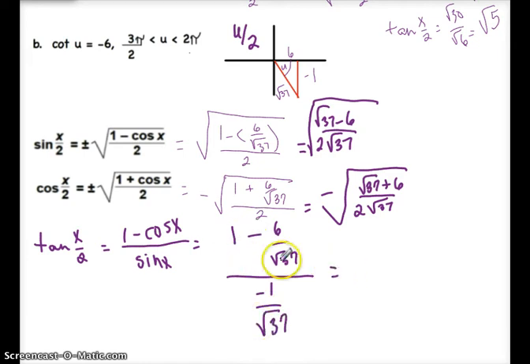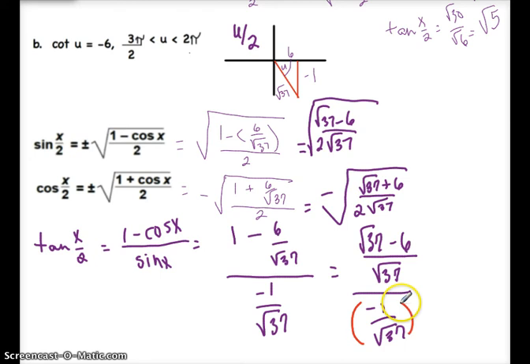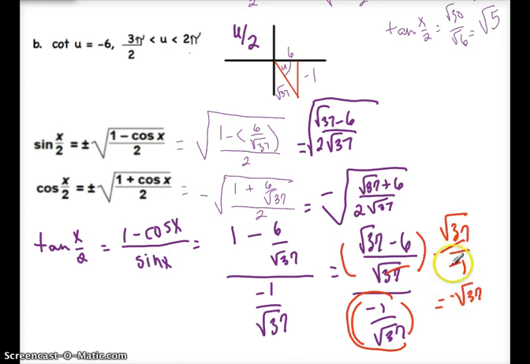In order to simplify, I need a common denominator. So that's the square root of 37. That would make this new numerator root 37 minus 6, all divided by negative 1 over the square root of 37. And then to divide by fractions, I'll keep it, switch it, and flip it. So I will multiply by the reciprocal of the denominator. So these will cancel. And our tangent is negative square root of 37. A negative divided by a negative would give us plus 6.